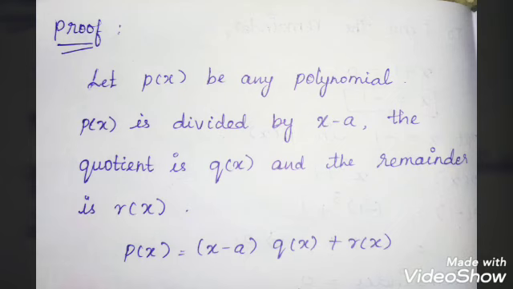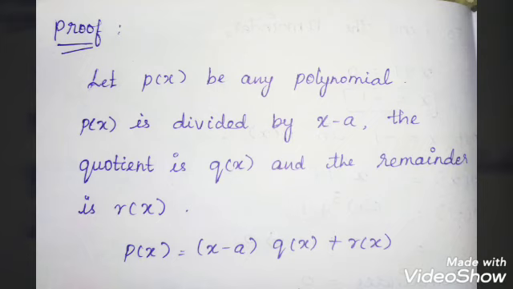Then the quotient is q of x and the remainder is r of x. Previously we discussed, we are taking that p of x is a polynomial. We are going to divide by x minus a. Then we are getting the quotient as q of x and the remainder as r of x. Then how can we connect this? Already we know dividend equal to divisor into quotient plus remainder. The same thing we have written here. P of x is equal to x minus a into q of x plus r of x.